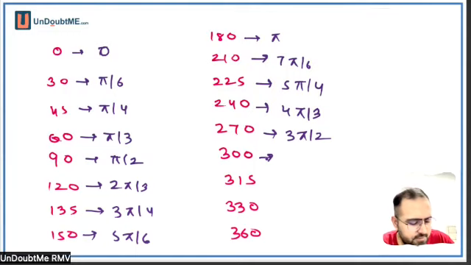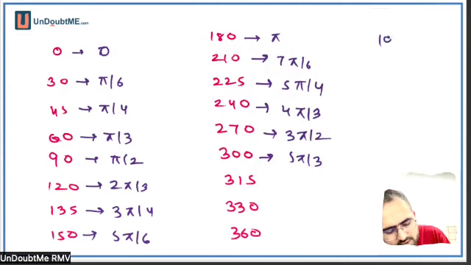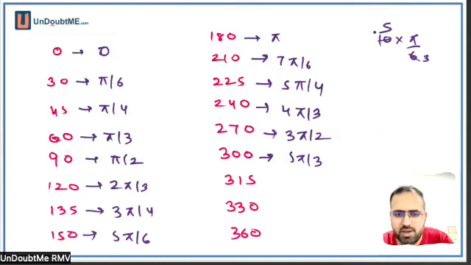Then 300. Would it be 30, 30, 30? 60 will be better. 300 is 5 times 60, so 5 pi by 3. But look, even if someone uses 30, they will do 10 times pi by 6, and they need to simplify this. 5 pi by 3, that is okay.